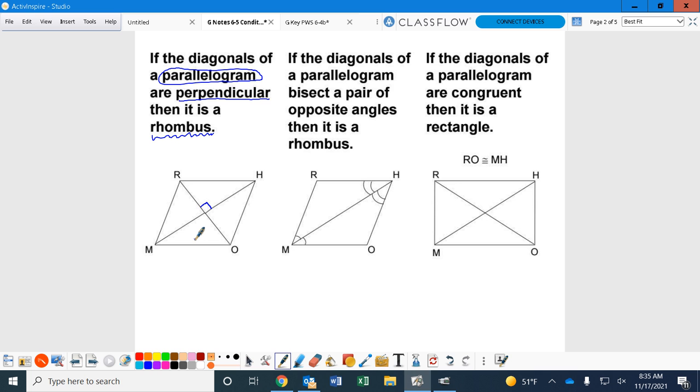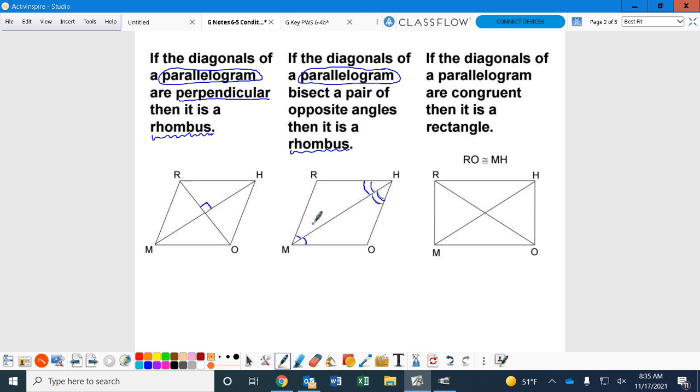Another way that you can tell that a parallelogram, so we're starting as a parallelogram, and we're proving that it is going to be a rhombus again, is that they bisect a pair of opposite angles. If you see opposite angles bisected, right here like this, the opposite angles are here and here, they're cut in half, and here and here. If you see that, then you're also going to know that this parallelogram is a rhombus.